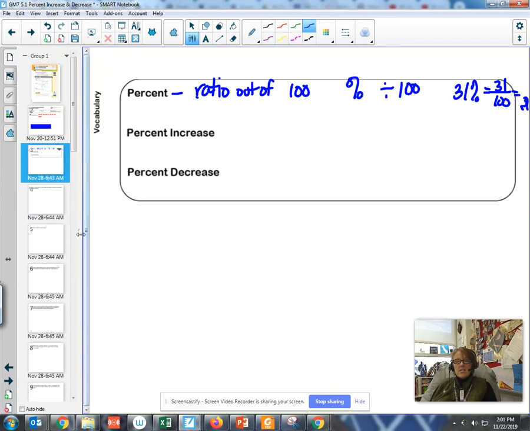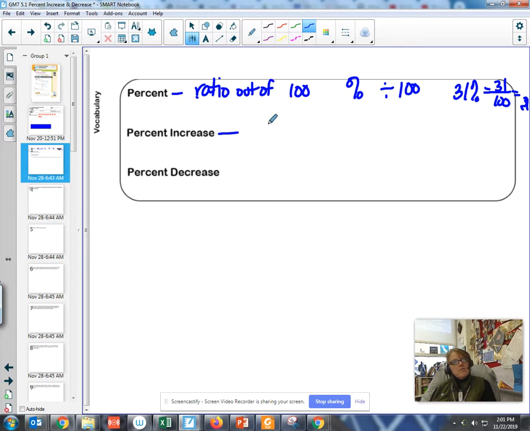Sorry. So now really what we want to focus on is when I'm describing how something increases, how do I find the percent that it increases? If something decreases, how do I describe that change as a percent of decrease? So let's just get this down.